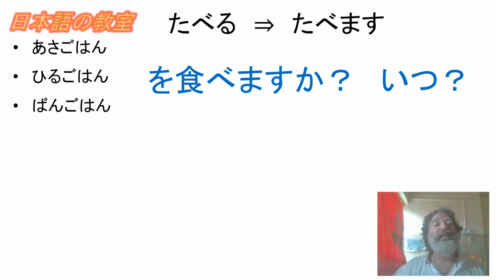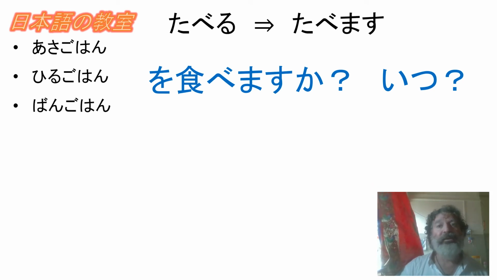So, that's the way to make a complex sentence. My first verb is left in the plain form, the dictionary form, taberu, and the final verb uses the mas form so that I can be polite to whoever I'm talking to. It's the polite form. Okay.